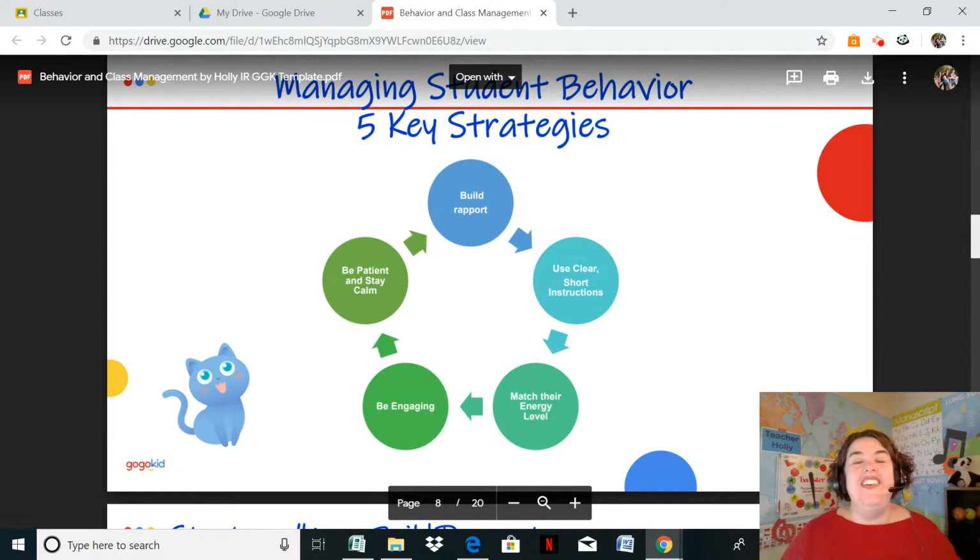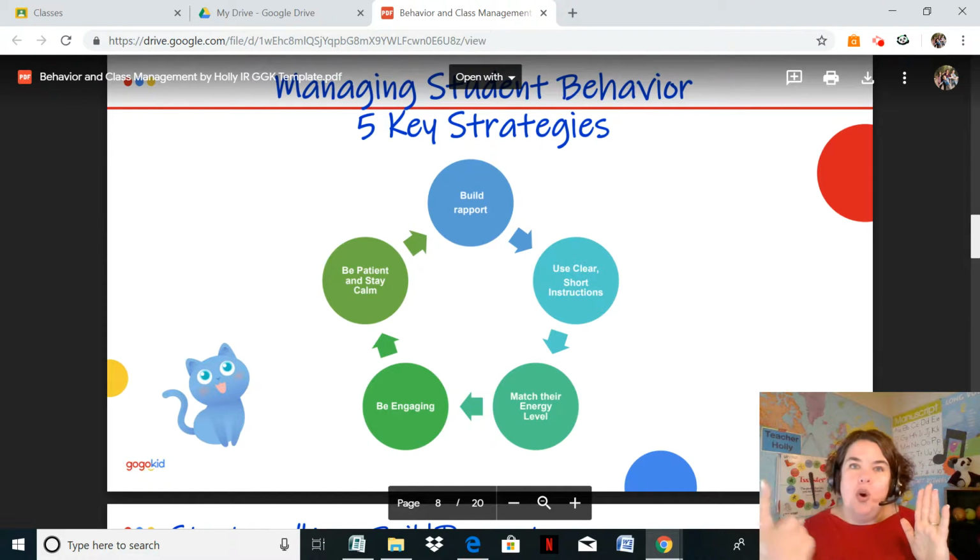So here are 5 key strategies, and of course, we will flesh these out in the workshop, but 5 key strategies for managing student behavior. And a lot of these work as both proactive and reactive at the same time when you engage them properly. The first one is to build rapport, but building rapport, that connection you make with the student at the beginning of the lesson, doesn't just happen at the beginning of the lesson.